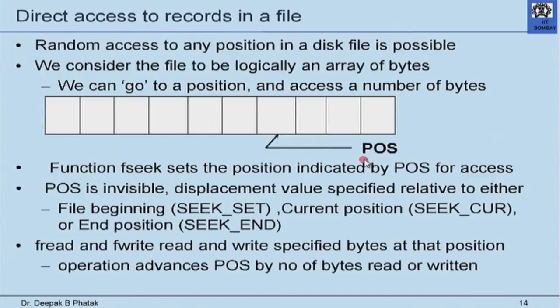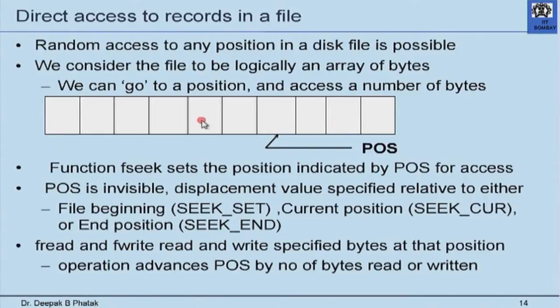Imagine a variable called POS which is a numerical value. The POS value points maybe to the current position where we are. We can change the value of POS and use it appropriately in the disk functions, and this pointer could point to any byte. Do not confuse this index with the name of the file. The name of the file represents this entire entity.